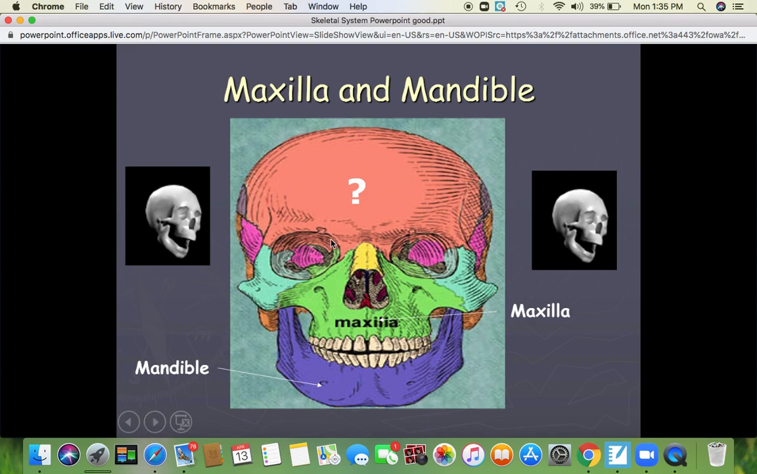Going on, your maxilla and mandible. Your maxilla is your upper jaw, so where your top teeth are would be your maxilla. Your bottom teeth would be your mandible. If someone says stop flapping your mandible, that means you're probably talking a lot. Your mandible's going up and down. You see the maxilla is connected to your orbital bones here, so it's all fused together. You think of a skull as one bone, but it's really many bones fused together.